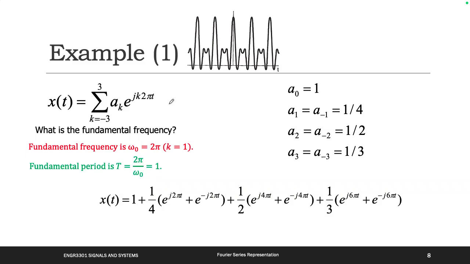Because k equals 0, what's the value? Here it is 1, because a_0 equals 1, and 1 multiplied by 1 equals 1. So we can get this one. That makes sense to you? Any questions so far? You can see here this is just 1, this is 1/4, this is 1/2, 1/3.